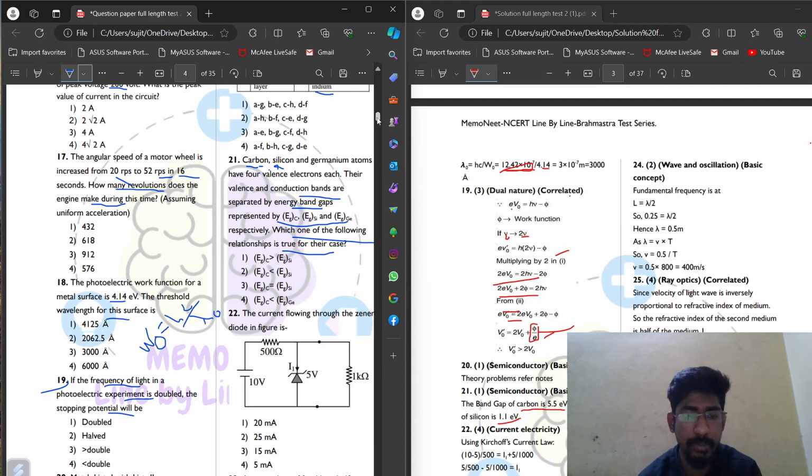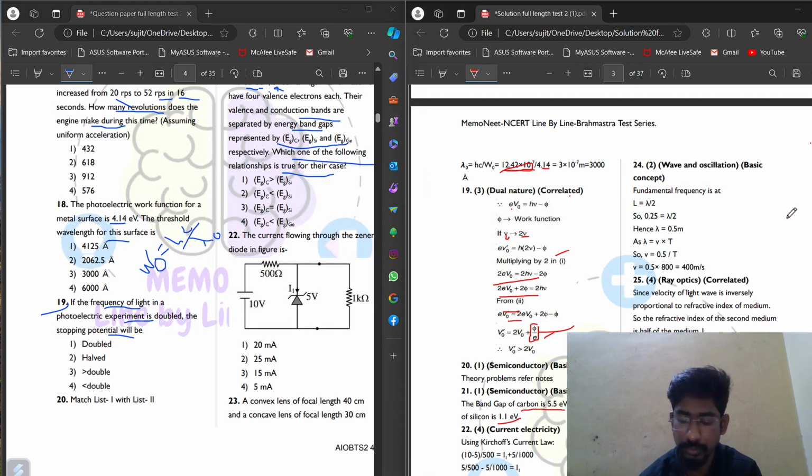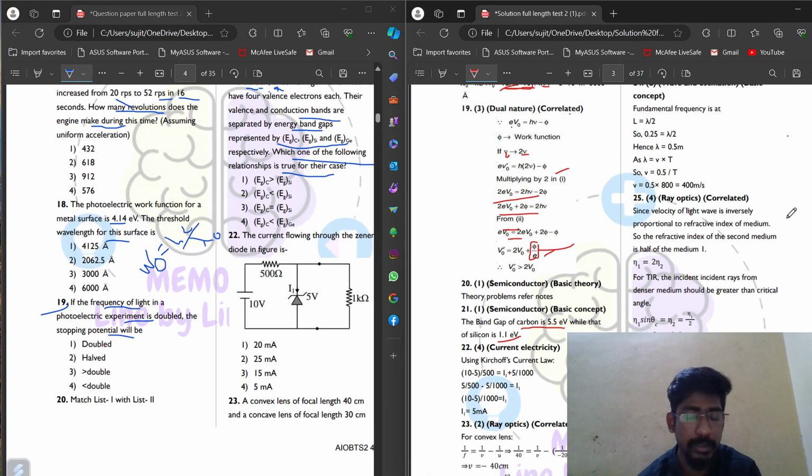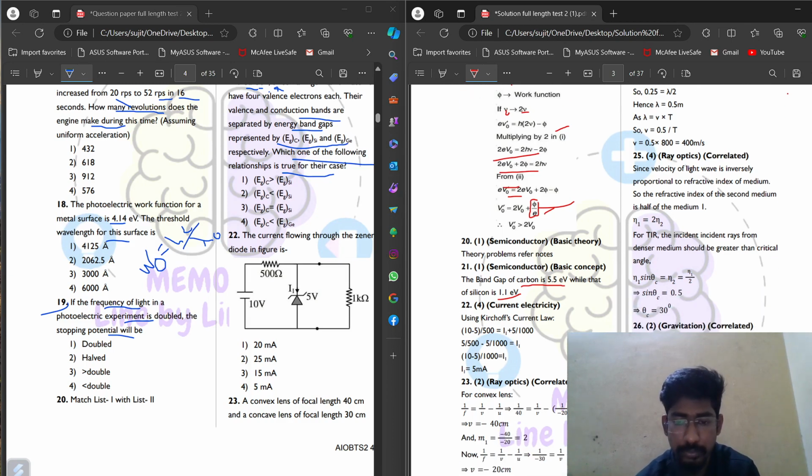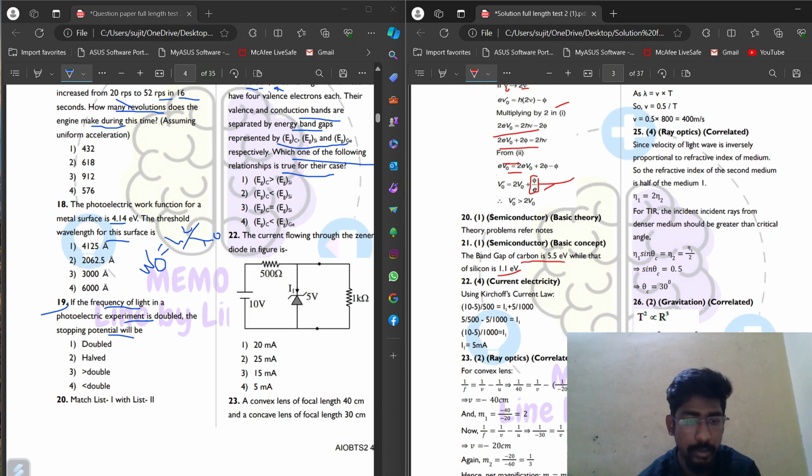Okay, moving on to the next question, number 22. I think this is a question on KVL, Kirchhoff's voltage law, sorry, not KCL. What is KCL? The total input and output current at a certain point in our circuit will be equal. That means if two input currents I1 and I2 are there at a point, and two output currents I3 and I4, then I1 plus I2 will be equal to I3 plus I4. That is our KCL.